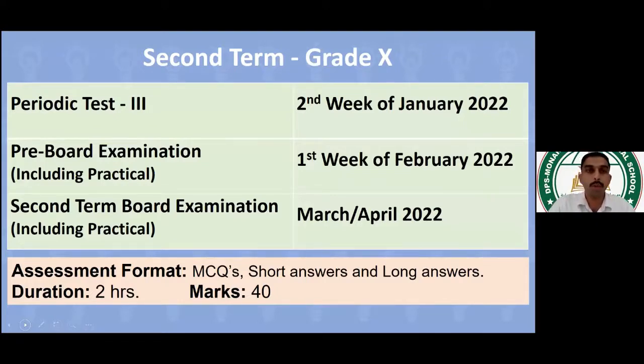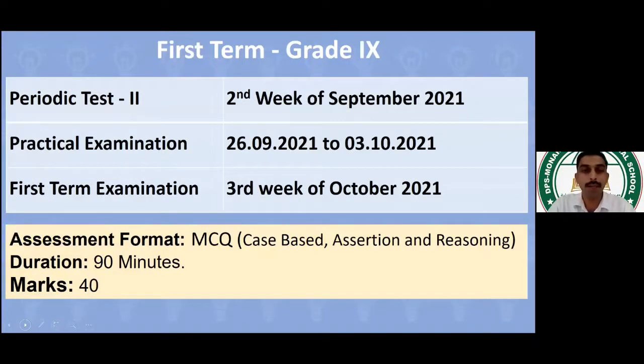For the second term board examination, the assessment format includes multiple choice questions, short answer type questions, long answer type questions. The duration of the assessment is 2 hours. The marks allotted is 40. Now I request Mr. Mohanish, co-exam cell in charge of DPS Monarch, to explain further.